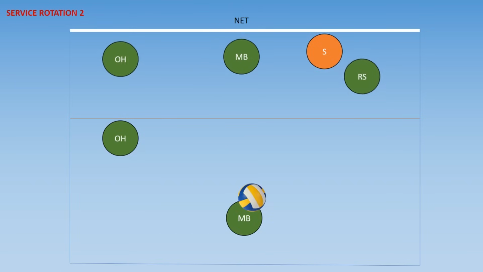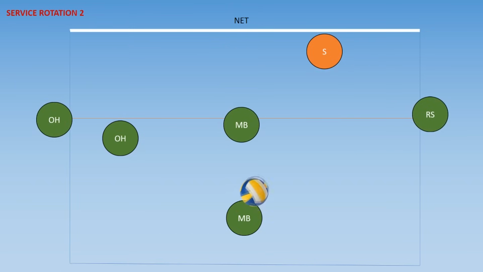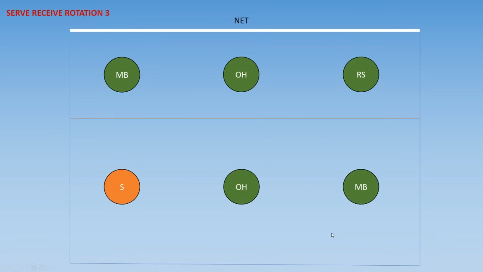And here's another illustration of the play. And just for clarity's sake, I just have the setter setting the outside hitter every time. But they could really set anybody that they want to. So serve receive, rotation 3. So now we're here. And again, our setter's still in the back row.